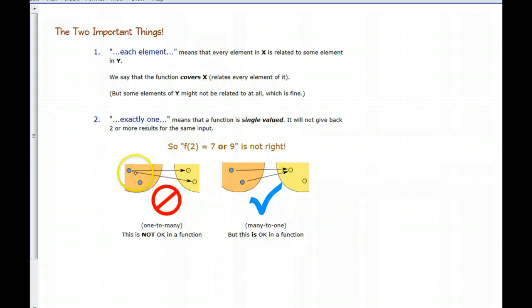So does this look familiar? You can't have one value in the x going to two different values in the y. But it's okay if two values from the x go to a single value in the y. Did I just say that backwards? I don't know. X can't go to two different y's, but two x's can go to the same y.